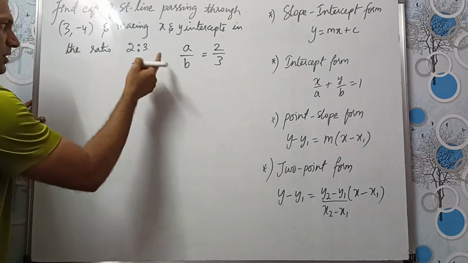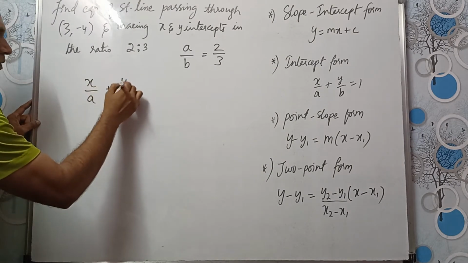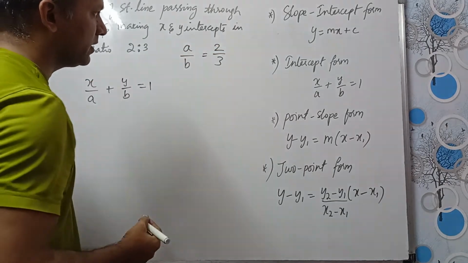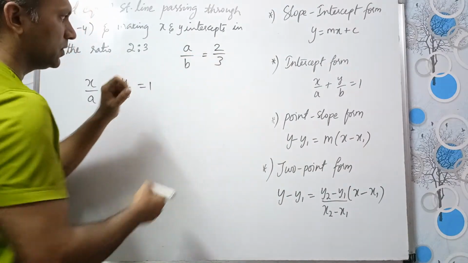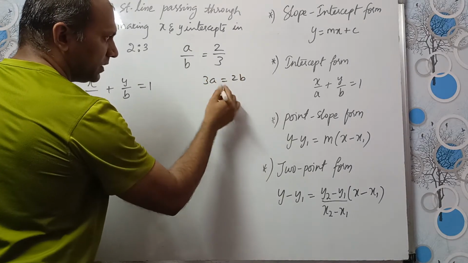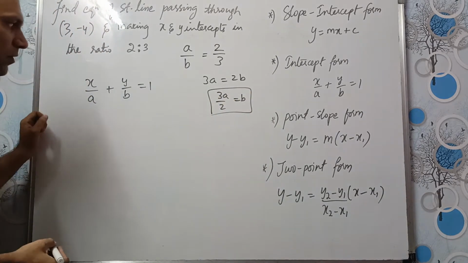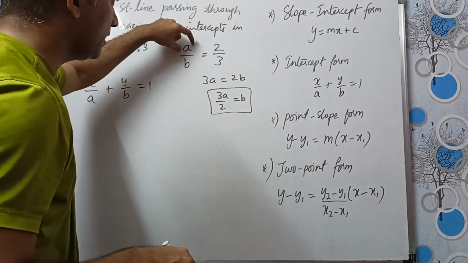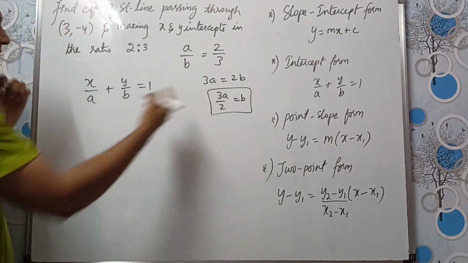We should substitute these values in intercept form. We have x by A plus y by B is equal to 1. This is the intercept form. And the relationship between A and B is given here. It is 2 by 3. So let us find the value of B from here and substitute it. If you cross multiply, 3A will be equal to 2B, and if you send 2 on the other side, B value will be equal to 3A divided by 2. We should substitute this value of B here. We can also find the value of A and substitute it here. It will give us the same answer. Okay, we found the value of B.